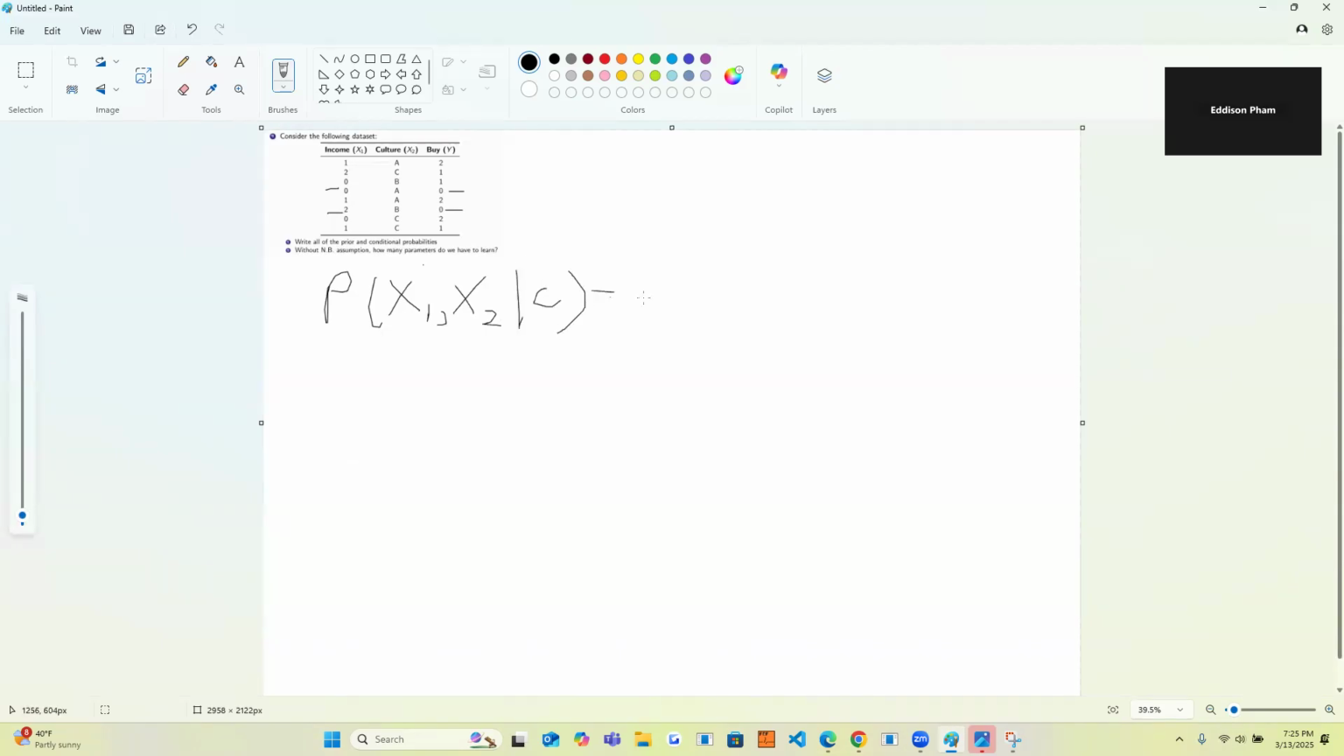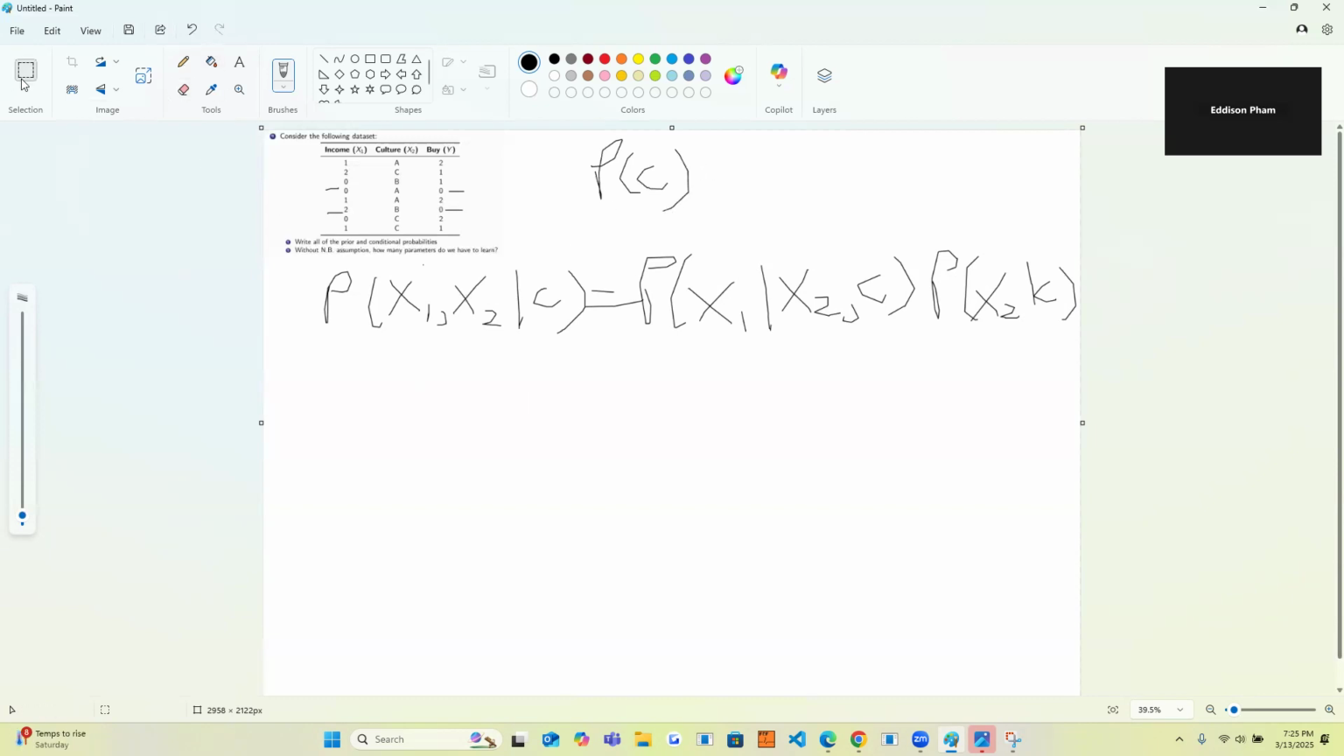but then we can decompose this into P of x1 given c, times P of x2 given c. So this is something we have to learn. This is something we also have to learn. But we also need to learn the prior term as well. So to do that, let's start off with the prior terms.